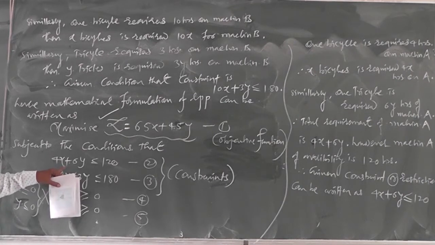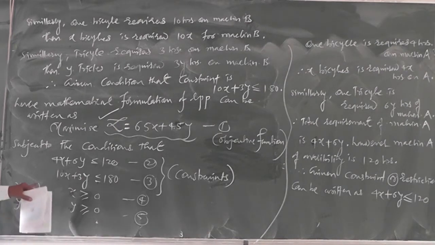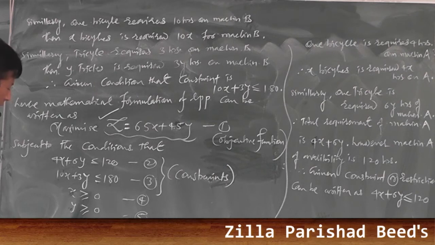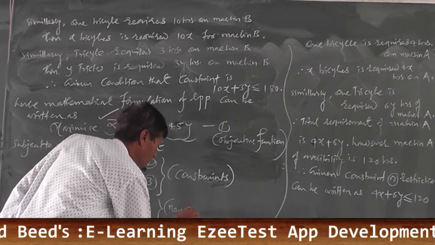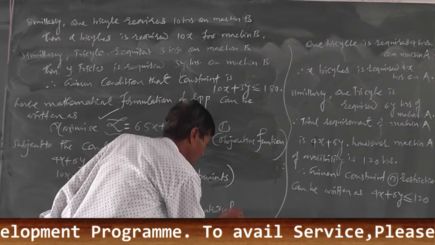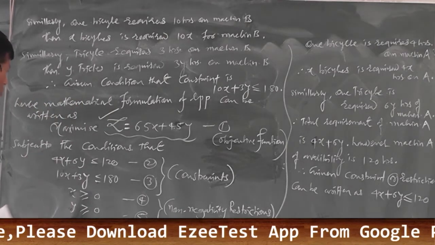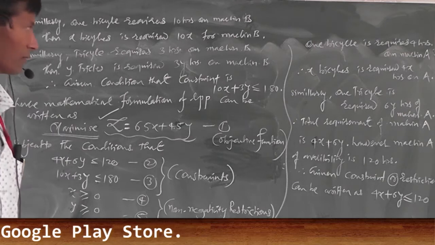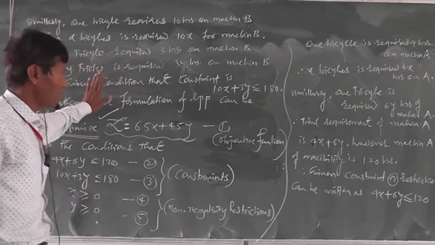Here x less than or equal to 0 or y less than or equal to 0 is wrong. There is no such condition in this formulation, maximize or minimize. Then x comma y is greater than or equal to 0 means non-negativity restrictions. This is the formulation of LPP. This type of method is formulation.